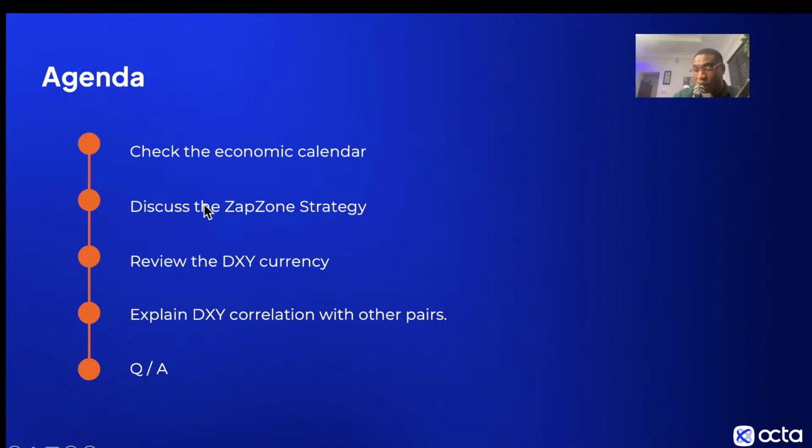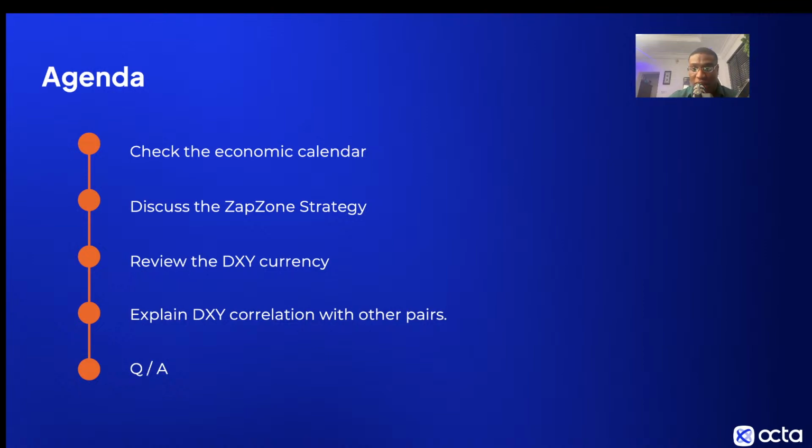Okay, so we're going to check the economic calendar, which is what I like to do before I execute trades. The reason for that is because fundamentals, economies, are a major driver of the market. The ZAP zone strategy is a zone trading strategy that I use. I'll explain that to you guys when we get into the chart and analysis aspect.